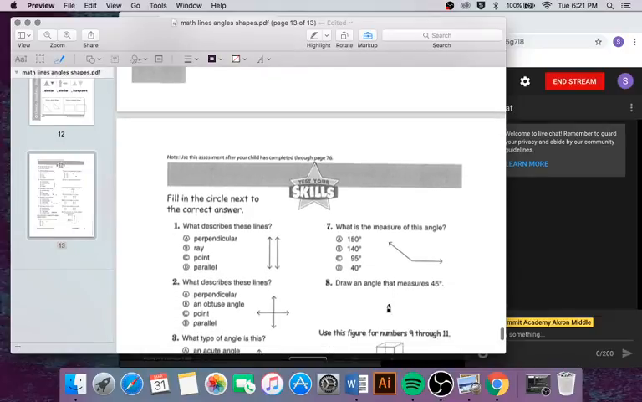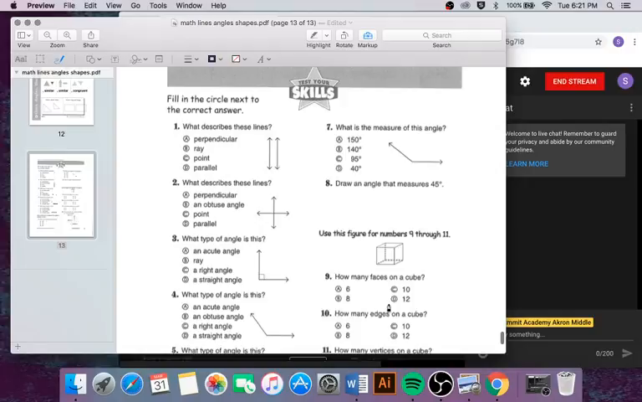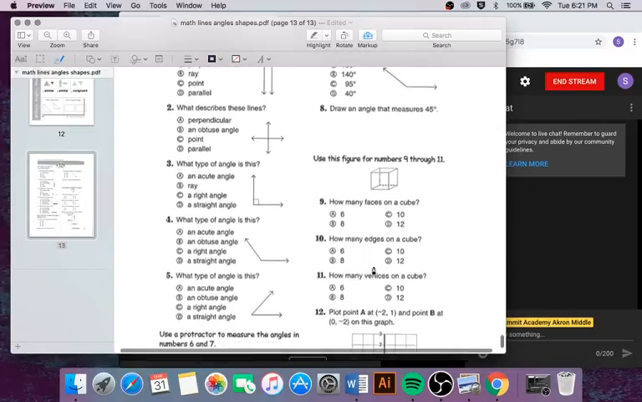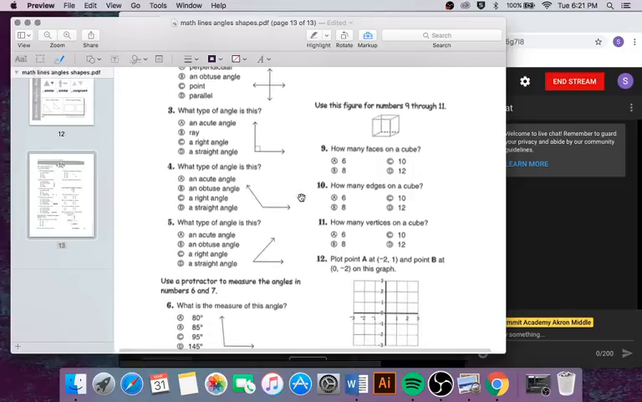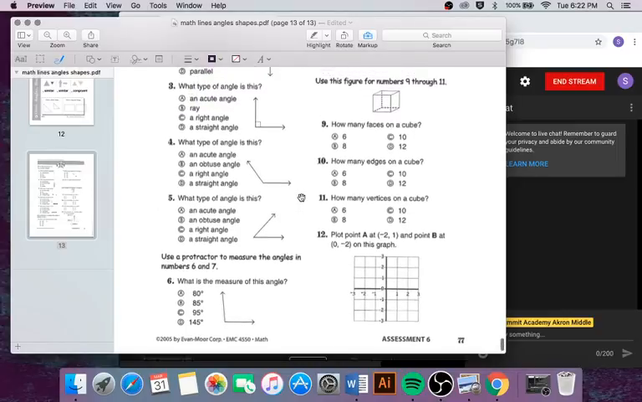So your last page is just a test to test your skills. All of these answers we've done throughout the last couple weeks. So I'm going to leave you guys to do this 12-question assessment on your own.